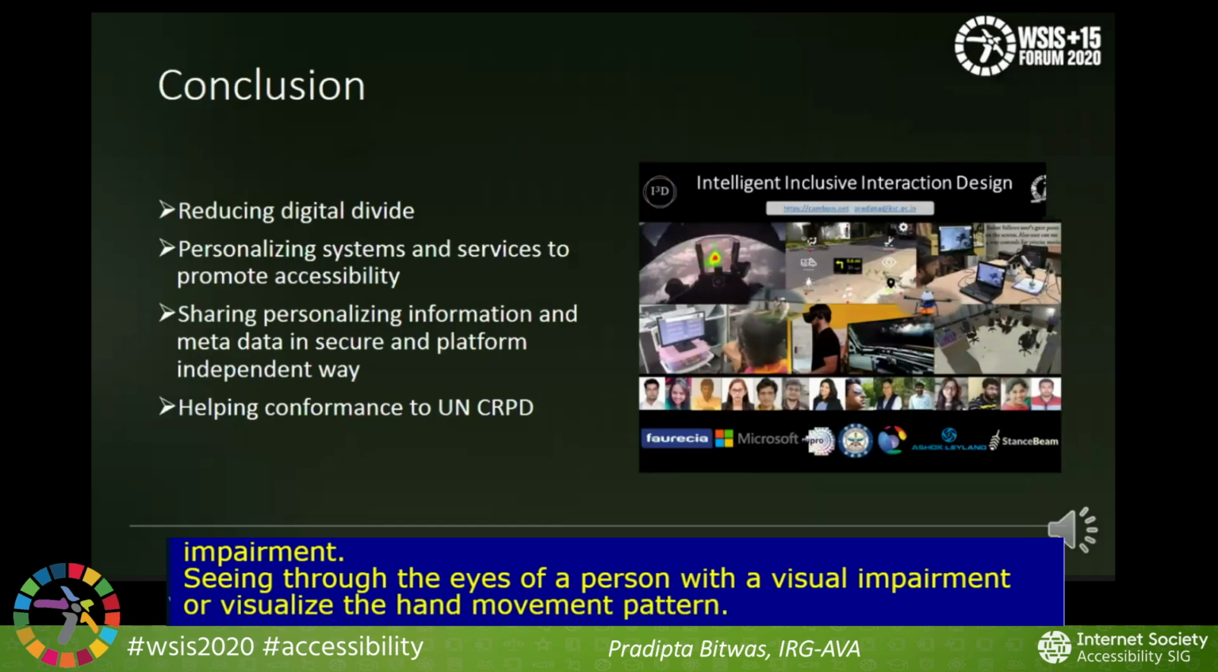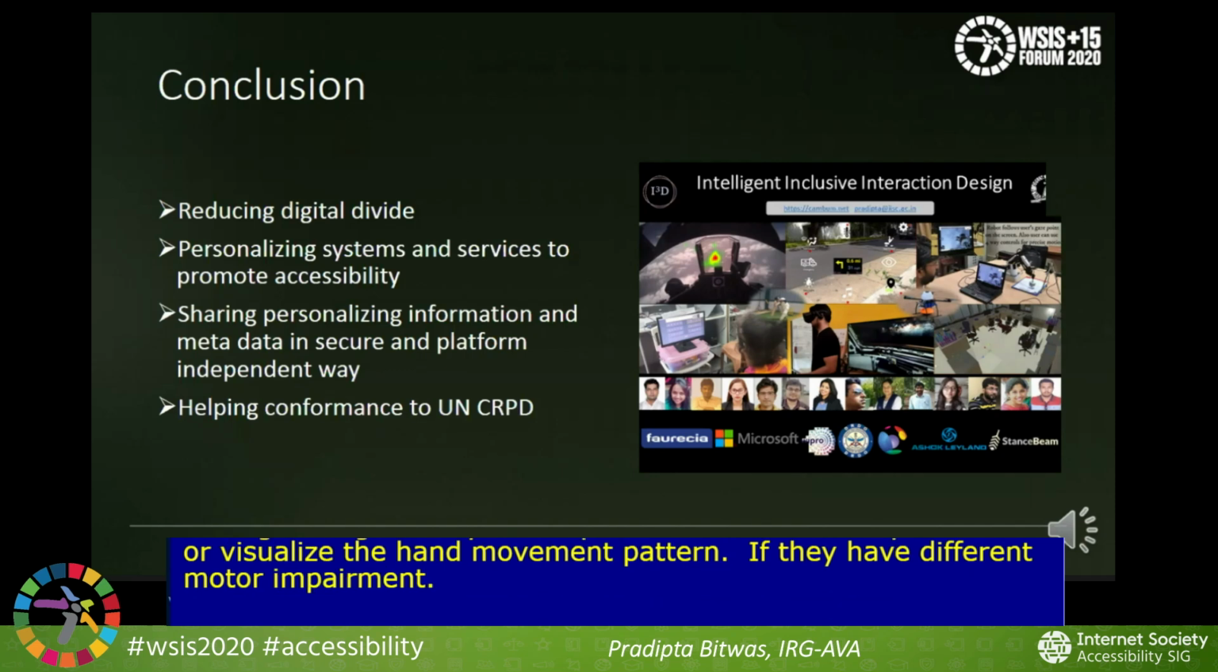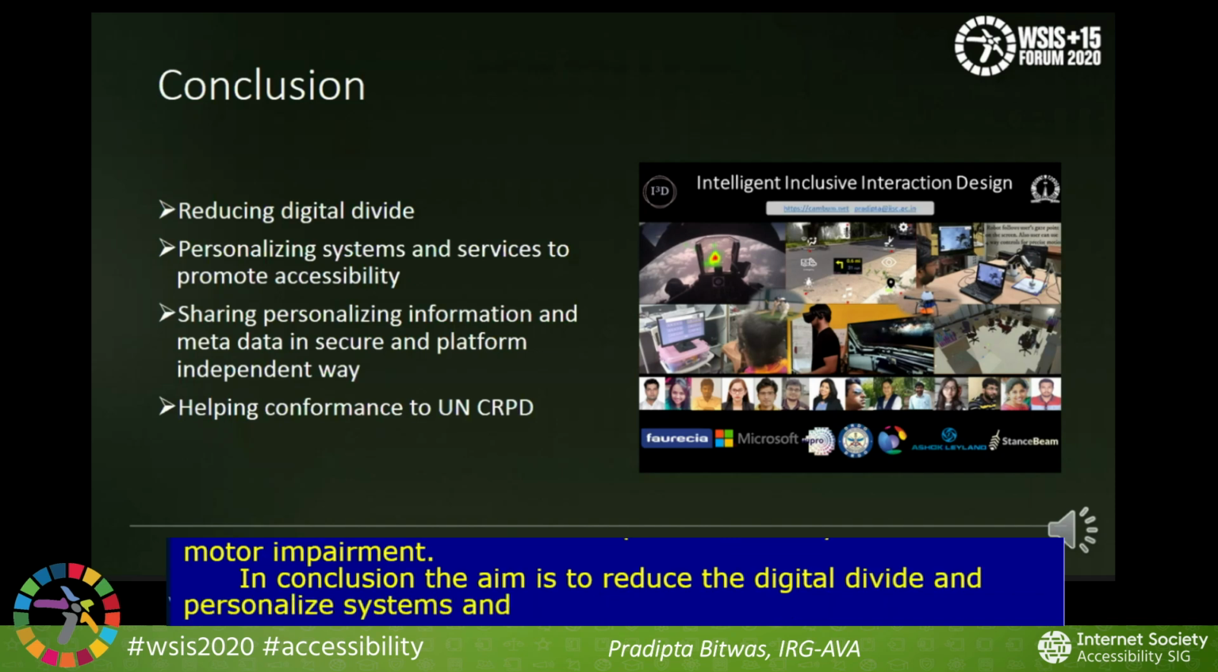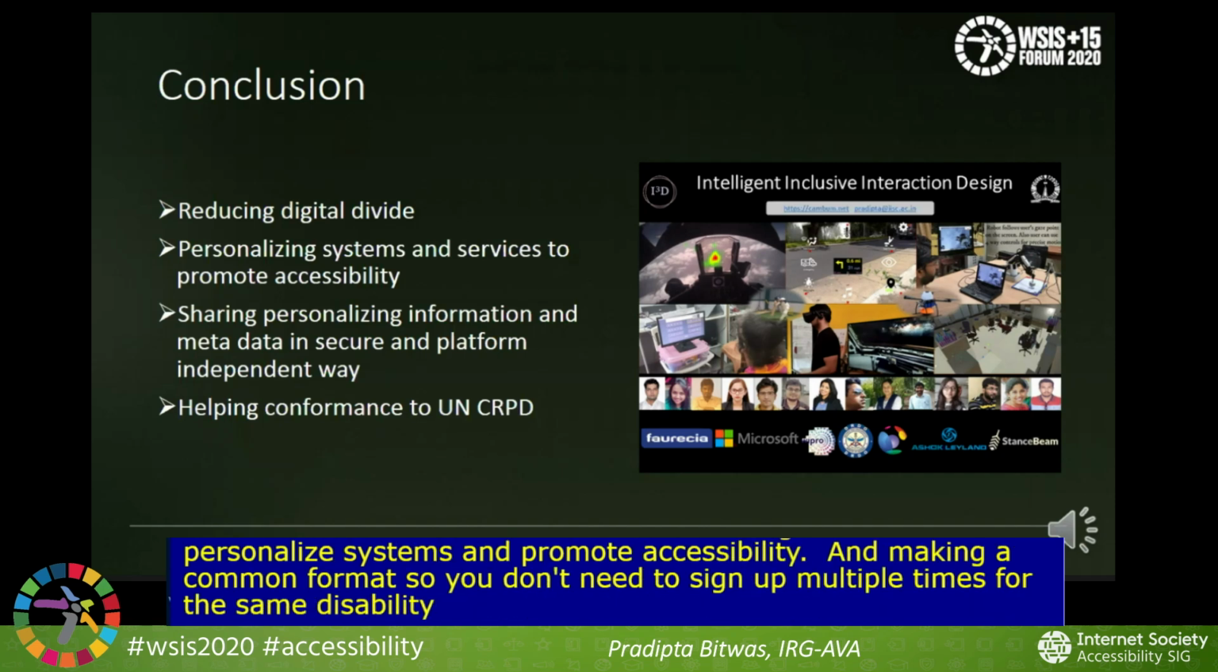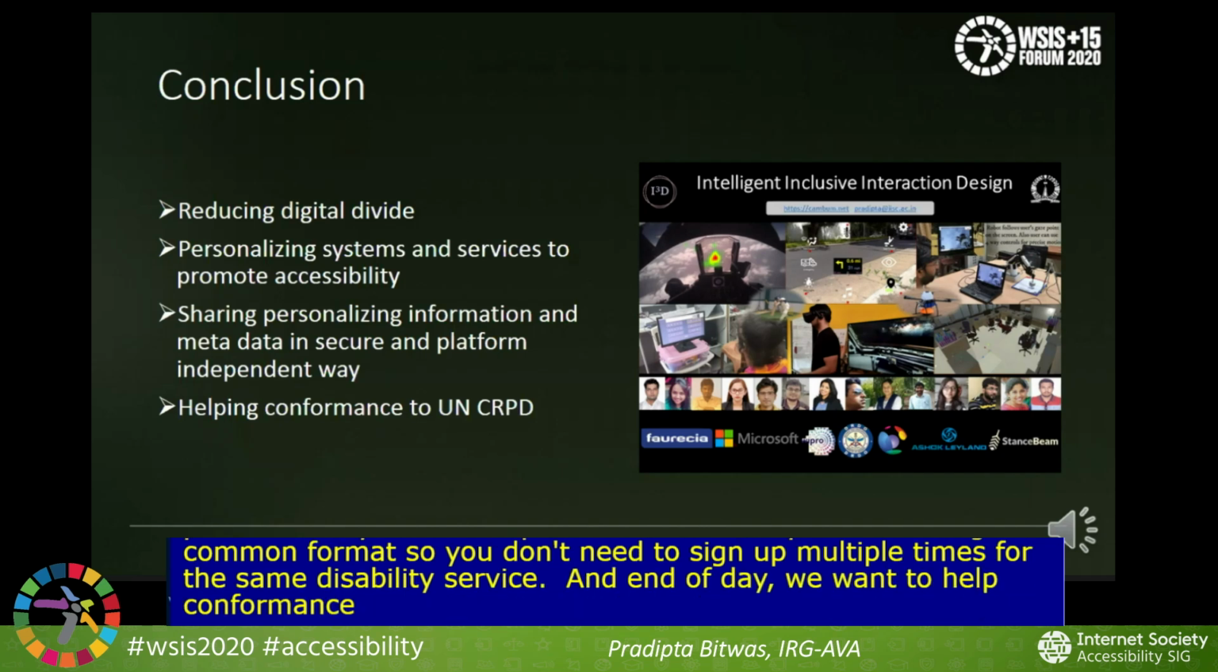So in conclusion, the aim of the common user profile format is to reduce the digital divide and personalize systems and services to promote accessibility, making a common format for sharing personalizing information so that you need not sign up multiple times for getting the same accessibility service. At the end of the day, we want to help conformance to the UN CRPD. And my acknowledgement to my team members at my laboratory.